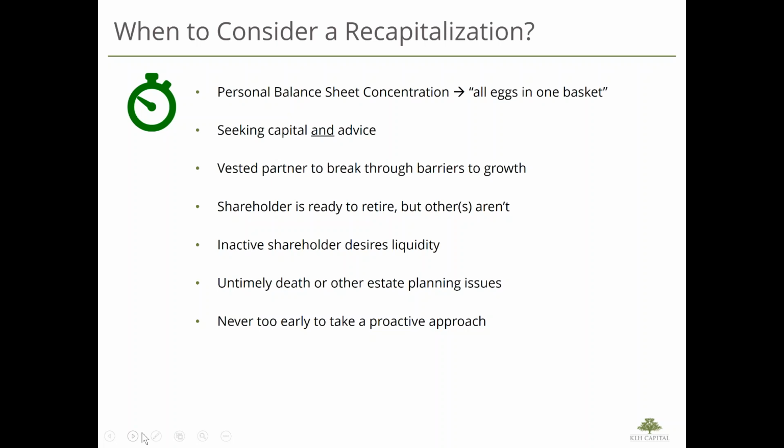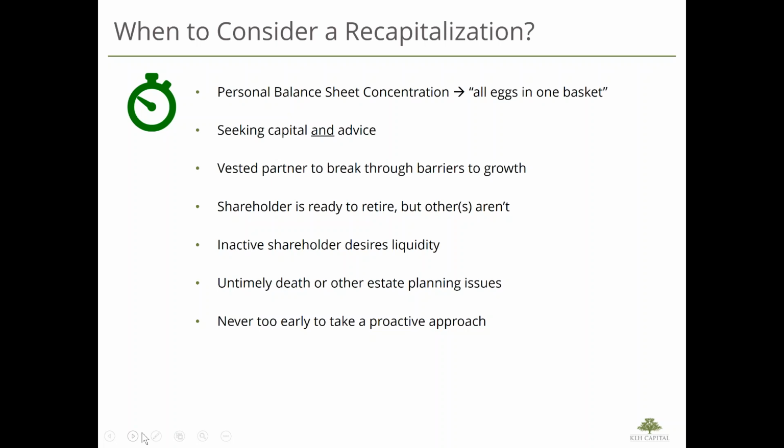We work with a lot of businesses where the shareholders are already inactive and desire a liquidity event. They've already promoted their managers into a CEO, GM or president role, where they are already running the day-to-day, but there has not been that financial liquidity event or legal transfer of ownership. It's unfortunate, but we also see situations where there's a death or a divorce, and other estate planning issues that necessitate liquidity.